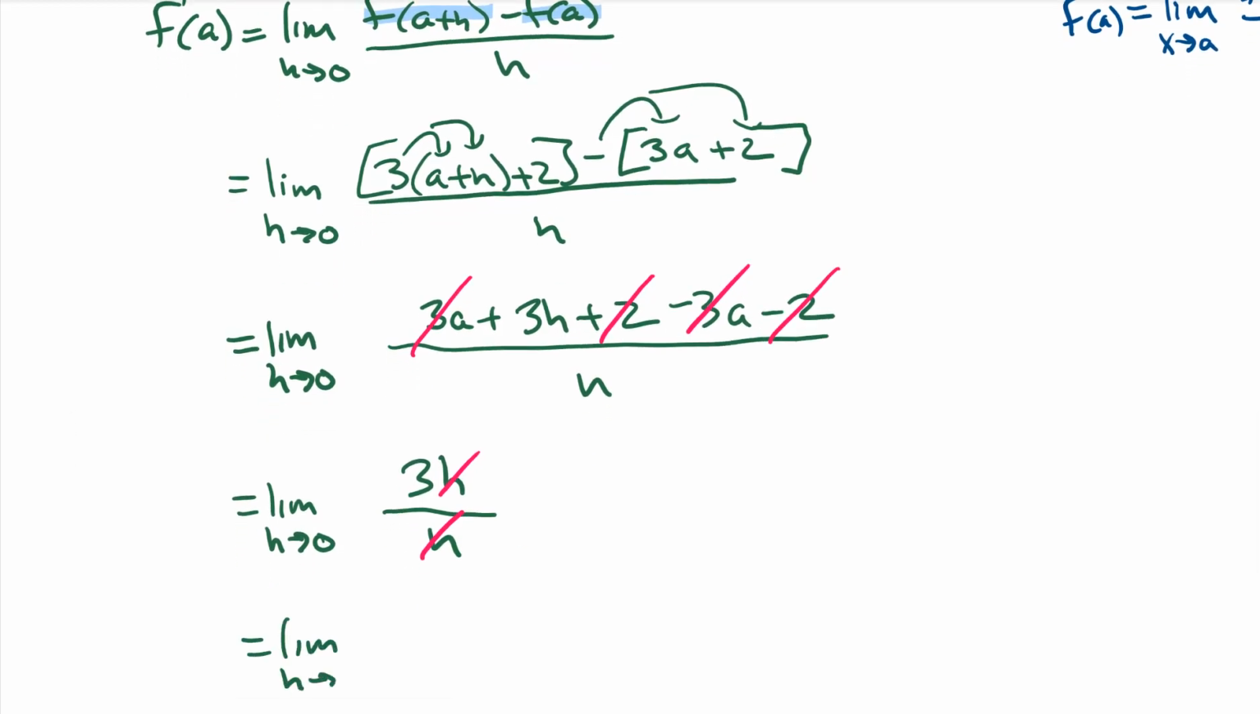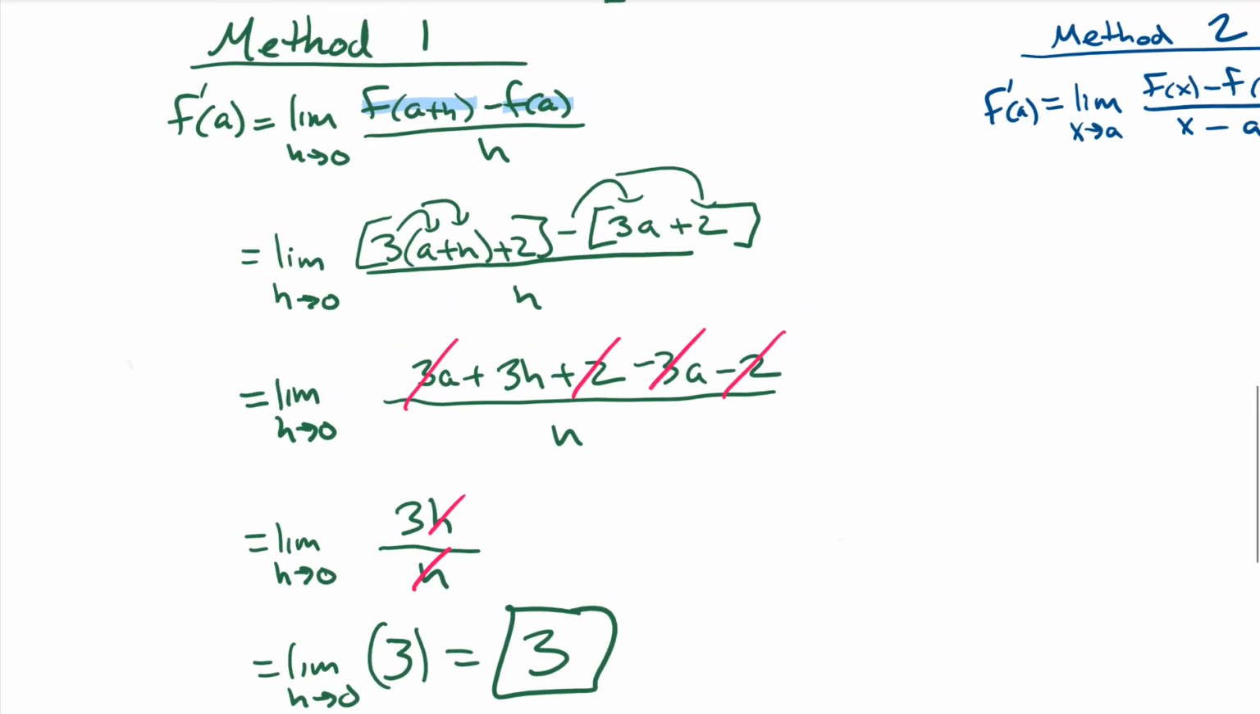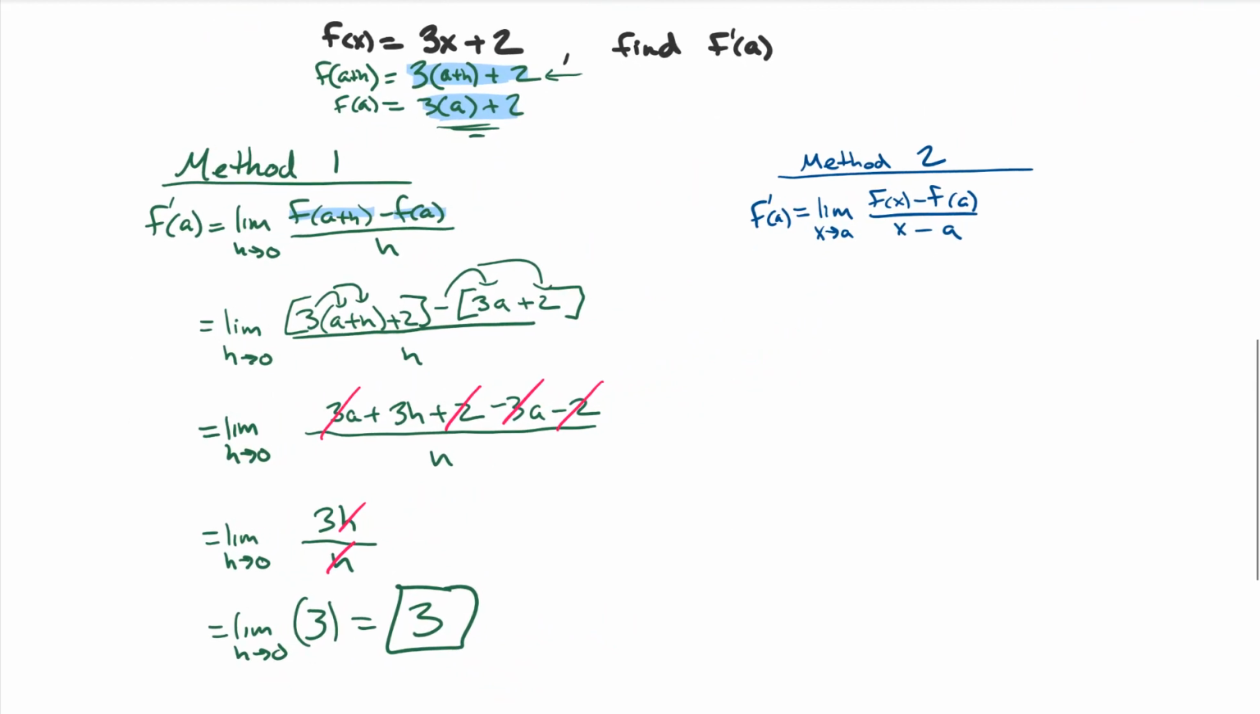I think we're about done. The limit as h tends towards 0 of just 3. Well, if there's no h's, then we don't care about h, and the answer is just 3, because the slope of the line 3x plus 2, believe it or not, is 3. We just showed that, because the slope of the tangent line at a point a is the same as the derivative at a point a. It's the same thing. Let's go.